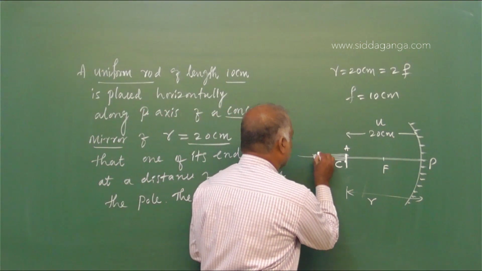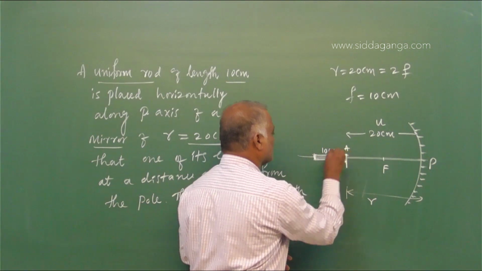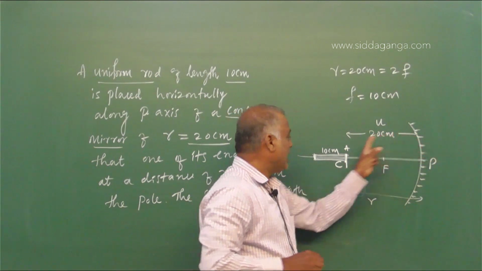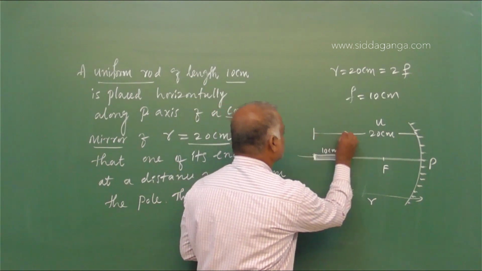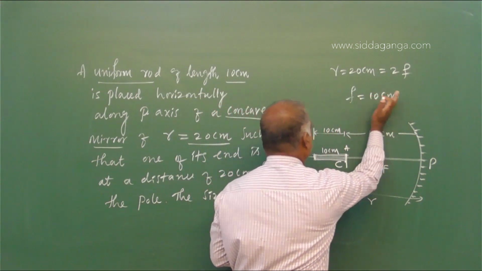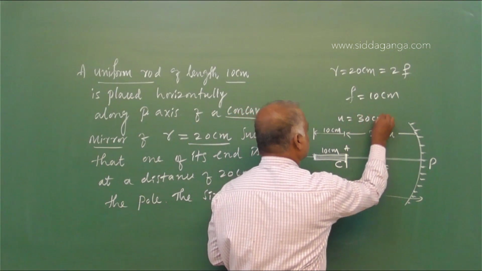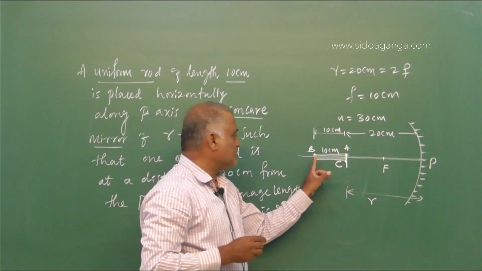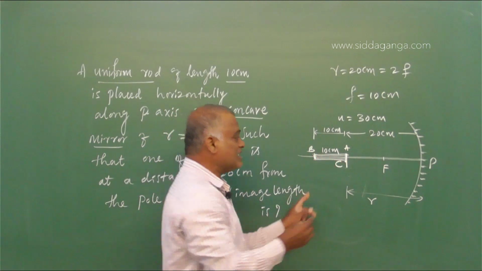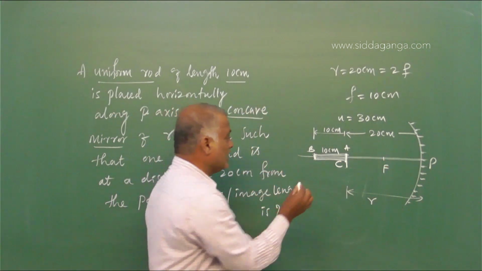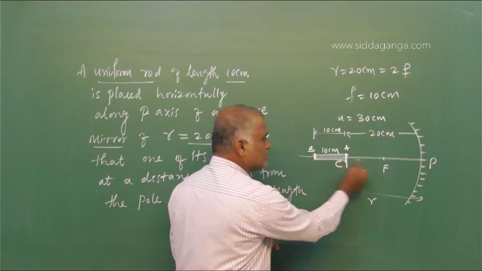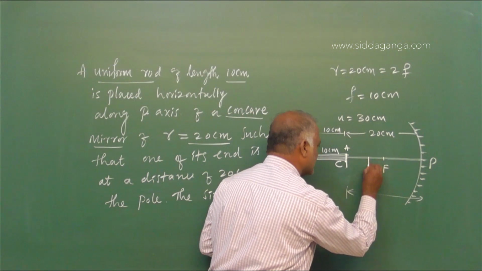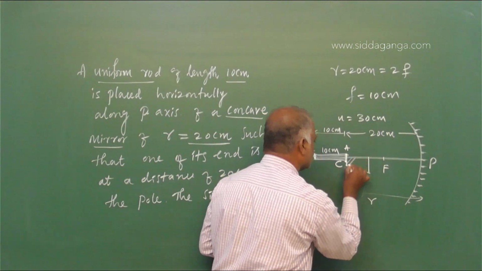Then this end, how much is this length here? 10 centimeter. Now one end becomes the object at the pole distance, and the other end is at 10 centimeter more, from here to here, an extra 10 centimeter. Therefore now u becomes 10 plus 20, 30 centimeter, the object distance. Let us say the other end is B. So the other end B is kept beyond C, and the image is formed between C and F, but it is enlarged. If we check the image of B, it is formed between F and C, such that it is somewhat enlarged. This is what the image is.